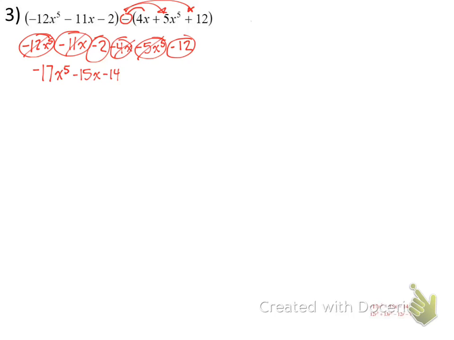Now we have to put it in descending order. Is it in descending order already? Good. So we don't have to put it in descending order. We already got it. Before we finish off, what is the degree of this polynomial? 5th degree. Okay, so we got 5th degree. And what kind of polynomial is it? Trinomial. That's it.